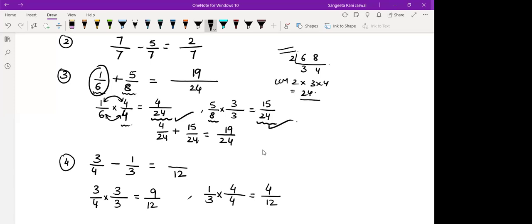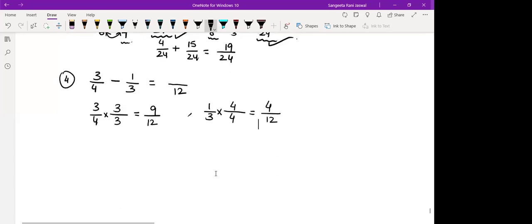Now you can see, for 3 by 4, I have made this as 9 by 12, and this 1 by 3 as 4 by 12. So now you can see both the fractions have the same denominators. So I will just write the denominator because that need not be changed. 9 minus 4 will be 5, and hence you get your fraction as 5 by 12. Okay?